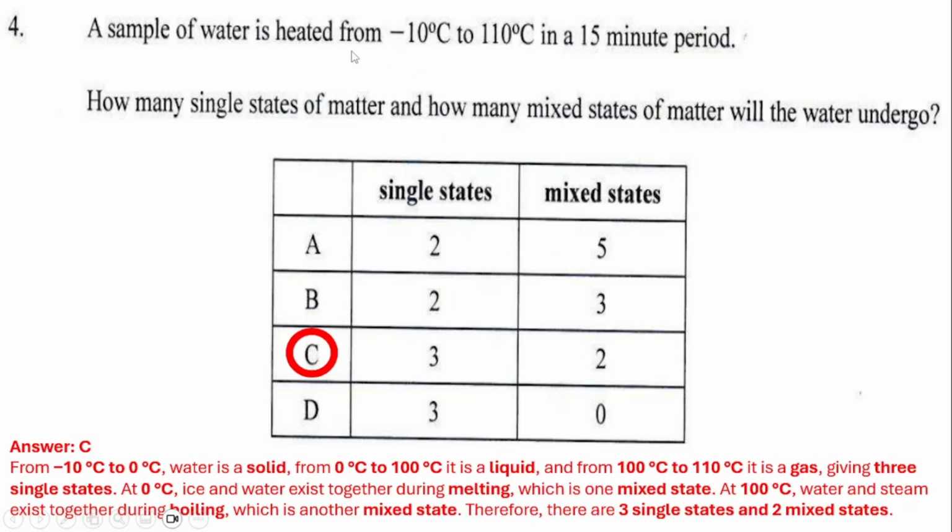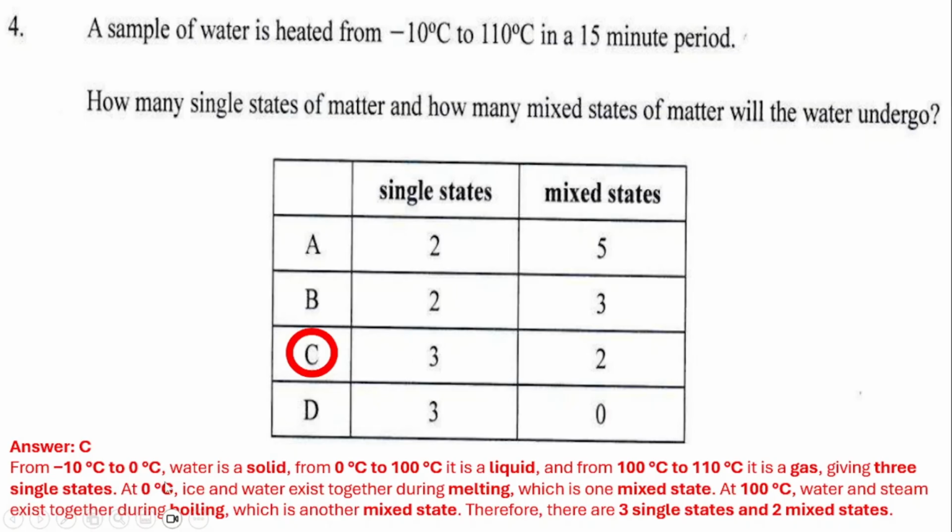Why? Because notice that the water is heated from negative 10 degrees Celsius to 110 degrees Celsius. So from negative 10 degrees Celsius to 0, the water is solid, right? Because it's ice. And from 0 to 100 degrees Celsius, it is a liquid. And from 100 degrees Celsius to 110 degrees Celsius, it is a gas, giving 3 single states. So we have 3 single states right now.